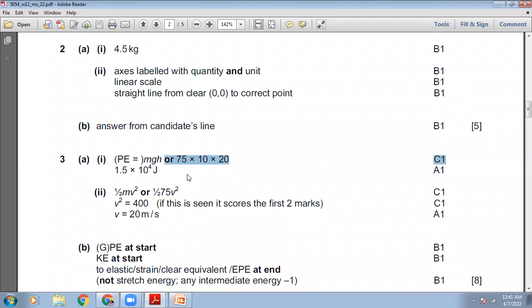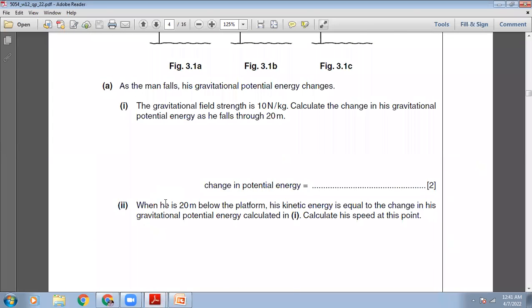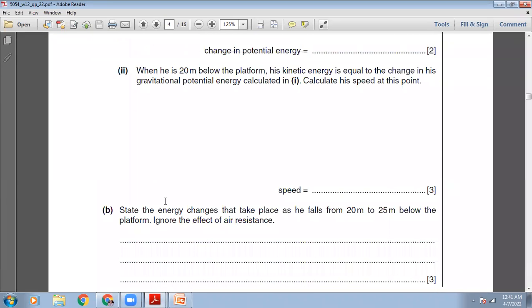15,000 joules. Our answer is right. Question number 13a, first part, the answer is right. Okay. So then he says, when he is 20 meter below the platform, his kinetic energy is equal to the change in his gravitational potential energy calculated in the first part. Calculate his speed at this point.